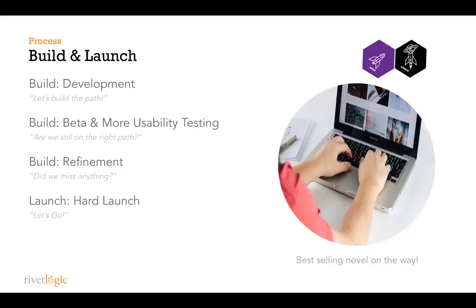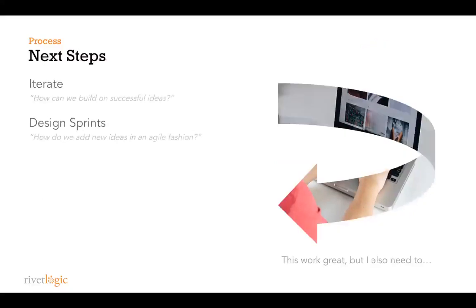But it's not over then. We also want to iterate. How can we build on our successful ideas? What can we do better? How can we refine the project to make it even better? And that's where design sprints oftentimes come into the picture. We can quickly look at features and functionality and move through ideas and get things working as quickly as possible. So, how does design thinking accelerate success?